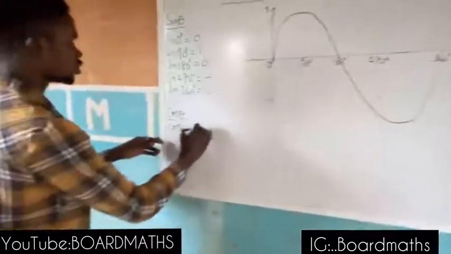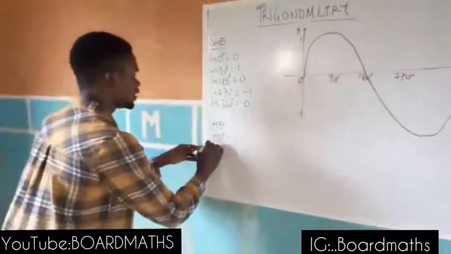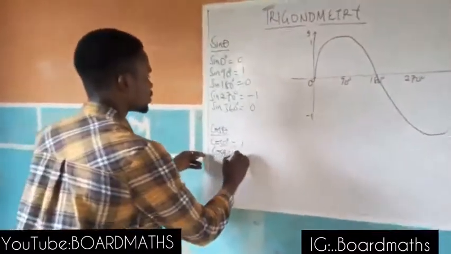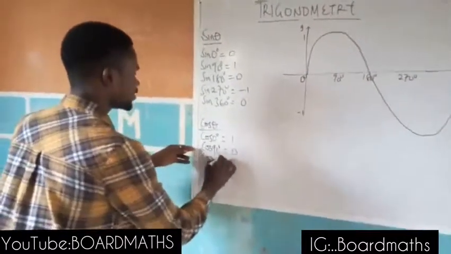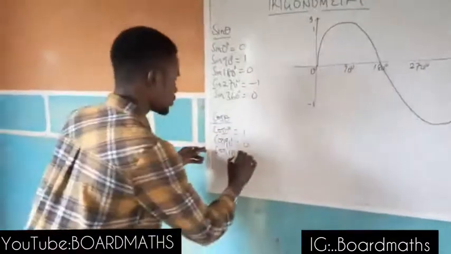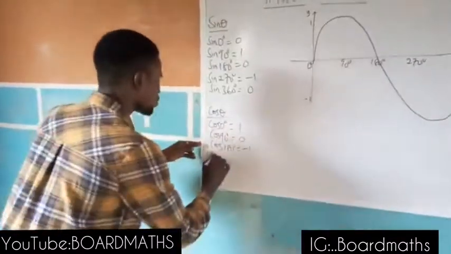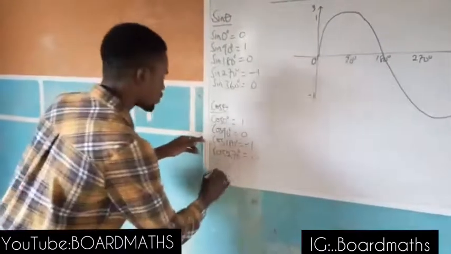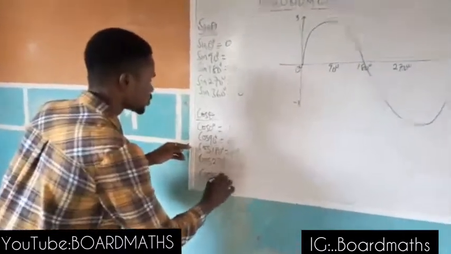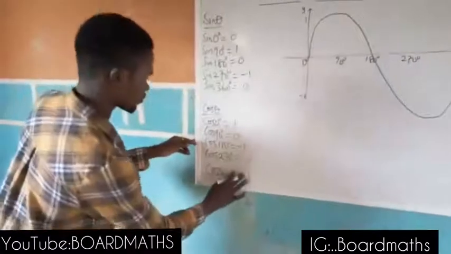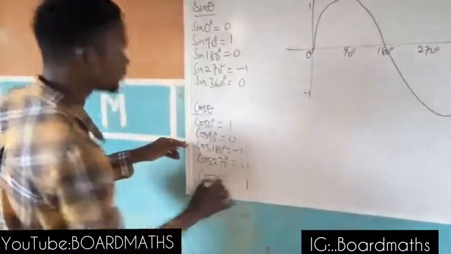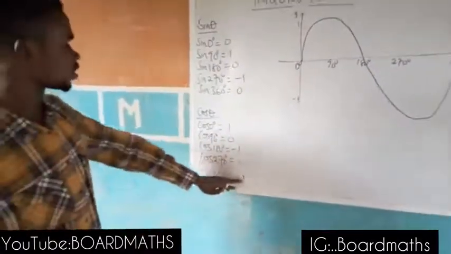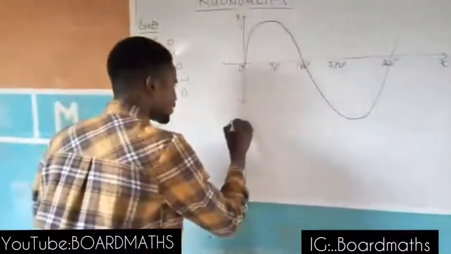So for cos theta, we know that cos 0 degree is 1. Then cos 90 degree is 0. Cos 180 degree is minus 1. Our cos 270 degree is 0. And our cos 360 degree is, sorry, 1, not minus 1. So our cos 360 is 1.